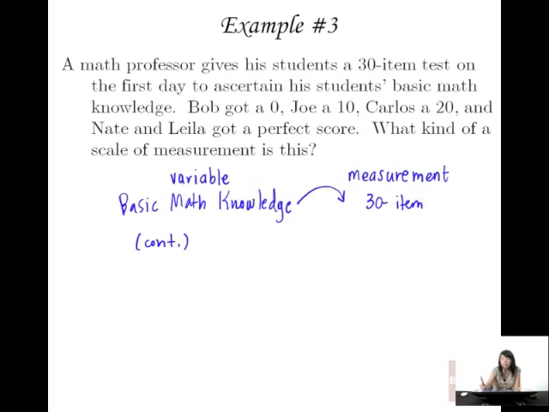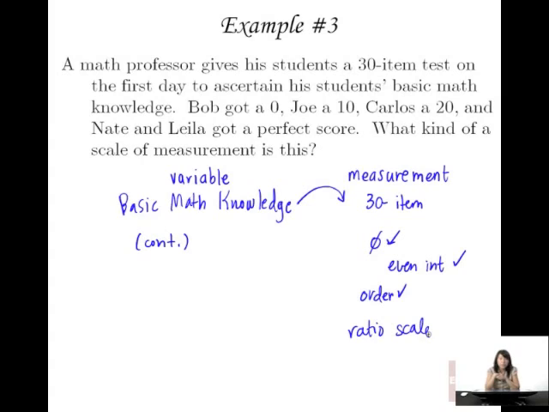Well, I would say it does have a true 0. 0 does mean something. You got 0 items correct. It does have even intervals. So when you're counting how many questions correct, you know that 30 is better than 20 is better than 10. So it has order. And so I would say that this is a ratio scale.